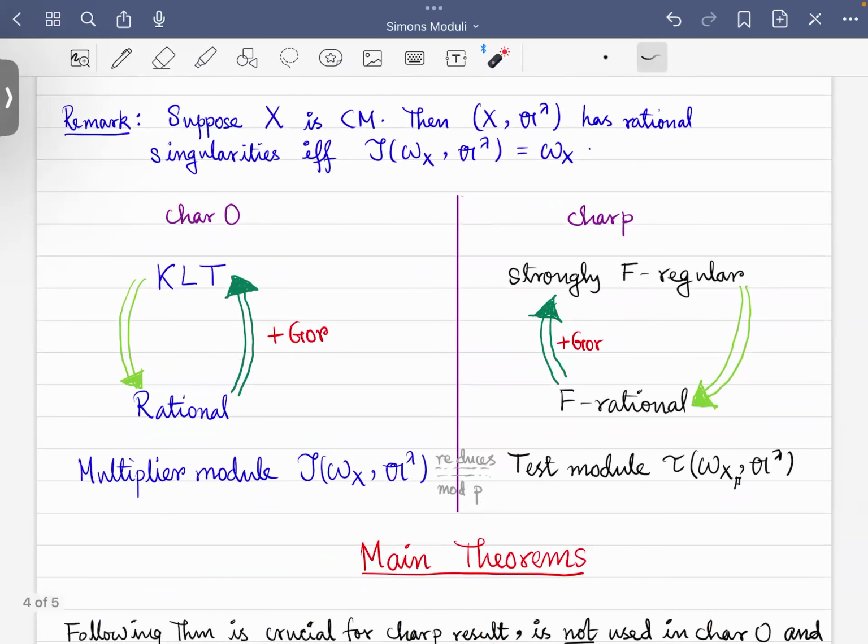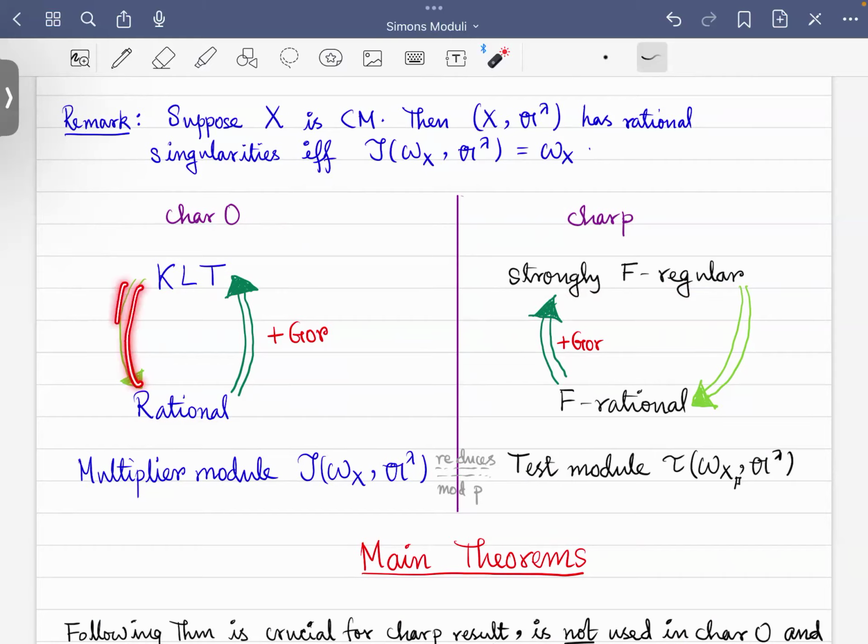I won't define them, but I want to mention the characteristic p analogs of these singularities. So in characteristic 0, we have KLT singularities, and they correspond to strongly F-regular in positive characteristic via reduction mod p. Also, strongly F-regular implies KLT. Similarly, we have rational singularities, which I defined, and they correspond to F-rational singularities in positive characteristic.